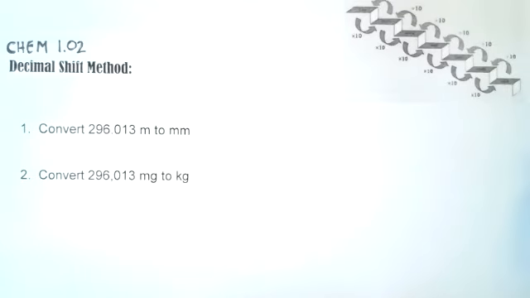Hello, welcome to chemistry lesson 1.02. This is on the decimal shift method. How do we convert between metric units by just moving the decimal?